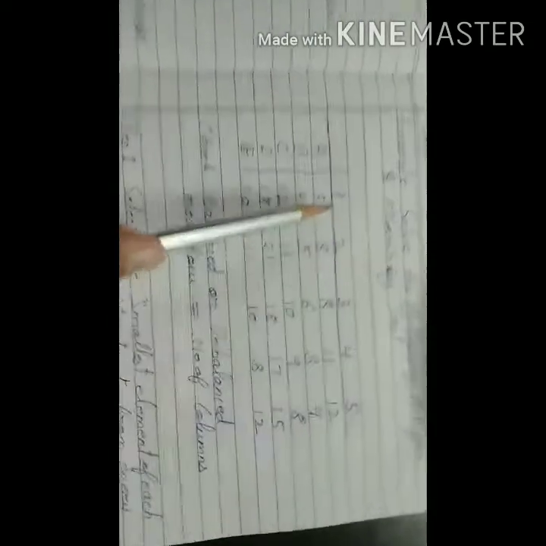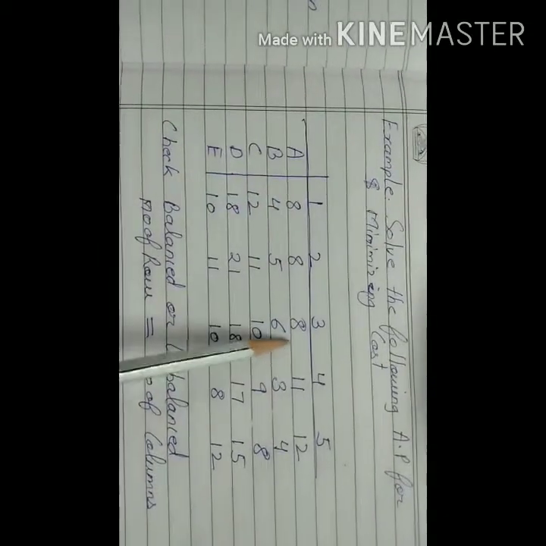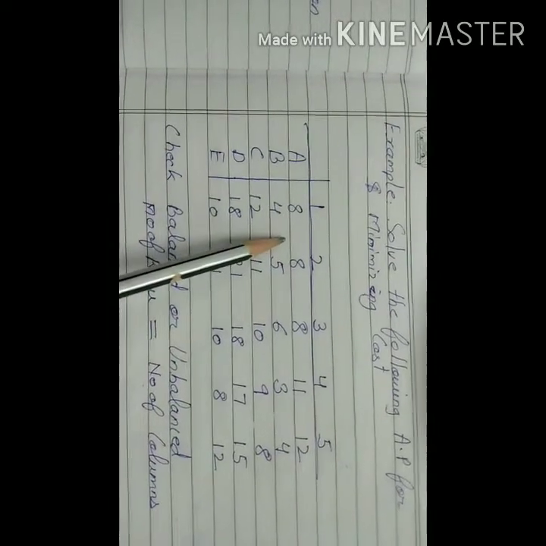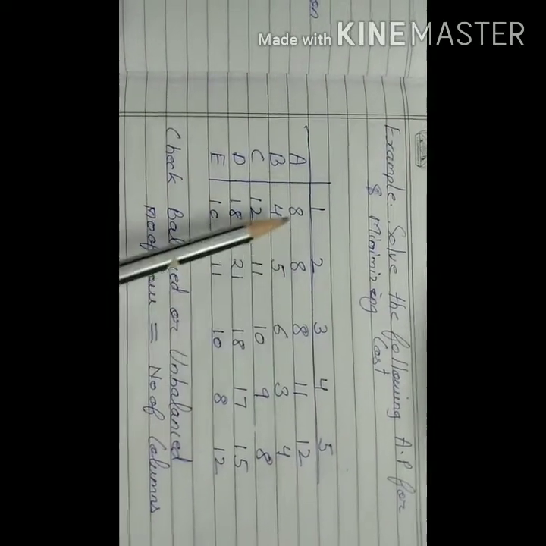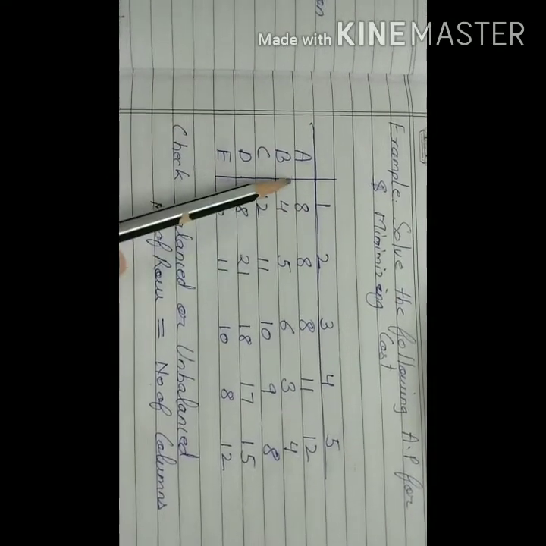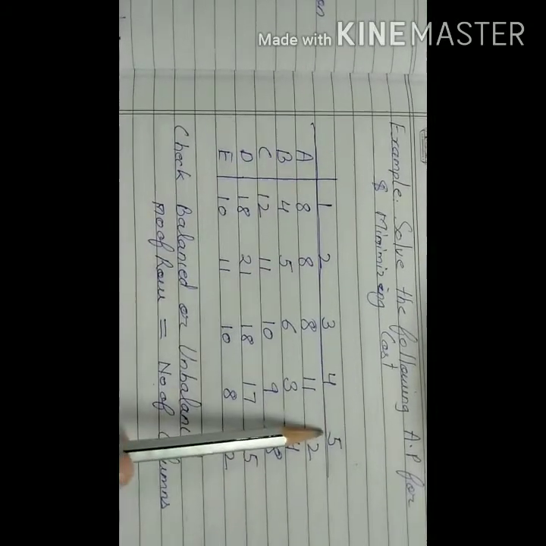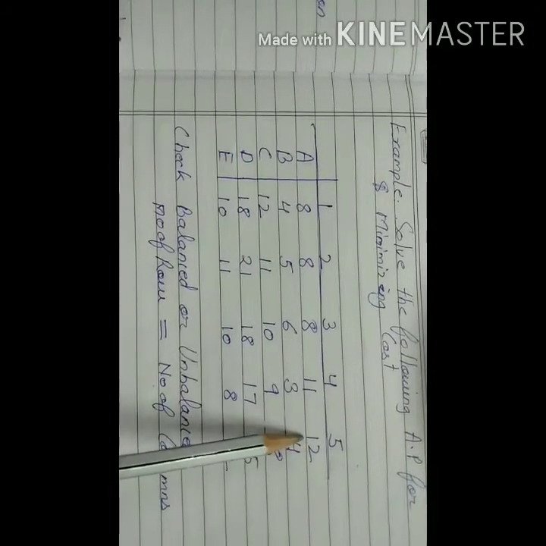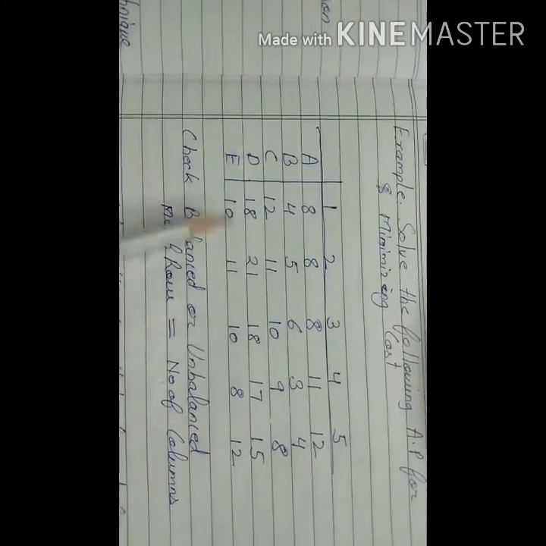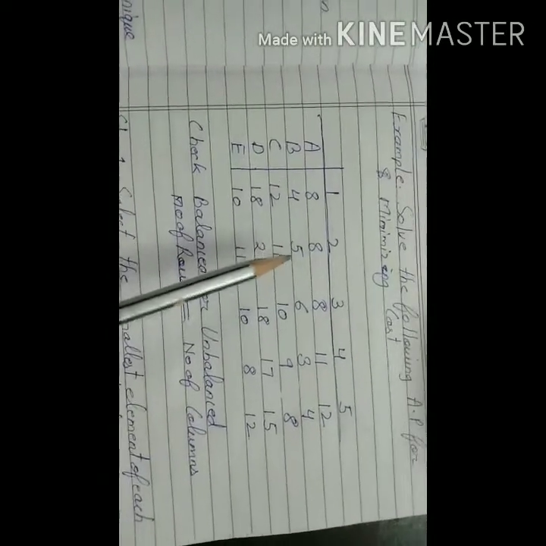The figures you see, 8, 8, 8, 11, 12 for the first row, can be called cost or working hours. Suppose for activity A, person 1 takes 8 hours. For activity A, person 2 takes 8 hours. For example, person number 5 takes 12 hours to complete activity A. Similarly for activities B, C, D, the other figures can be called cost.